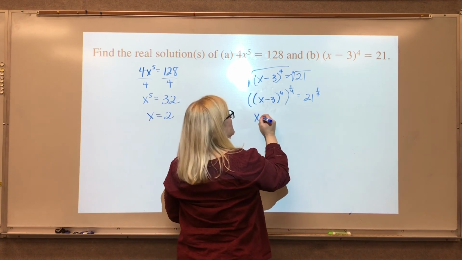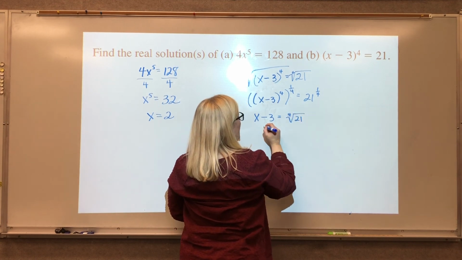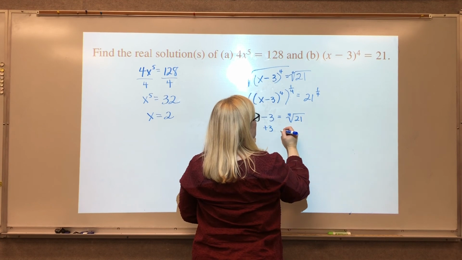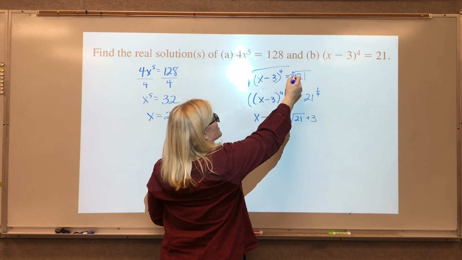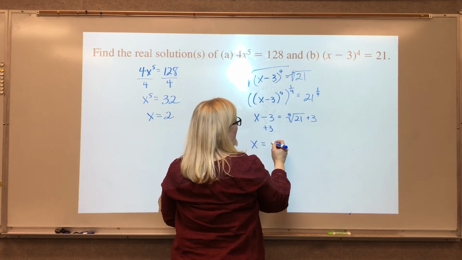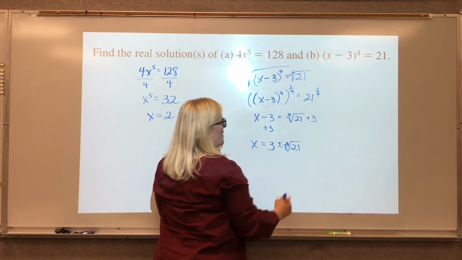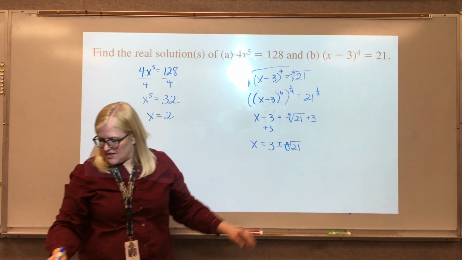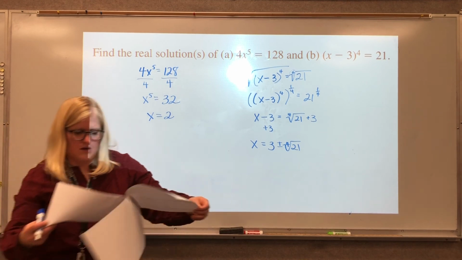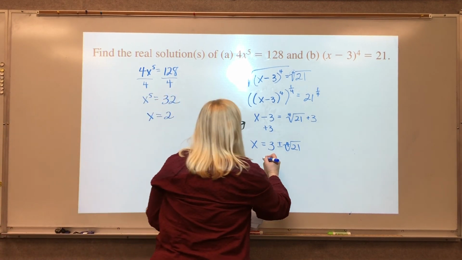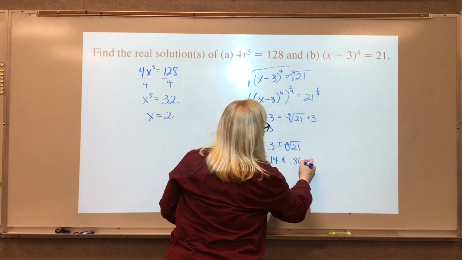So I'm left with x minus 3 equals, we'll do it in radical form. And then I add 3 to both sides. And in this case, because this is an even number, I actually do have plus or minus the 4th root of 21. And you can figure this out. When you put them in your calculator, your answers are approximately 5.14, and approximately 0.86.